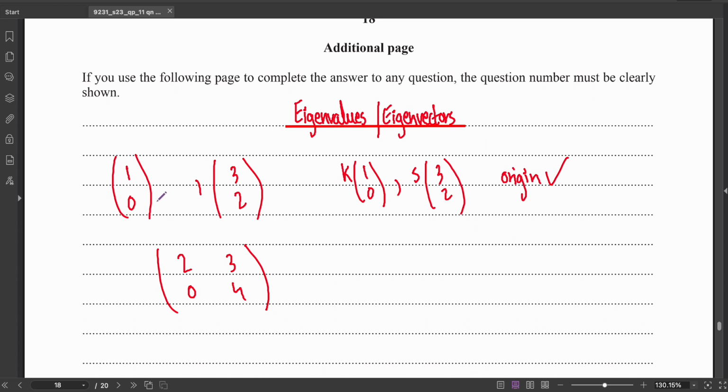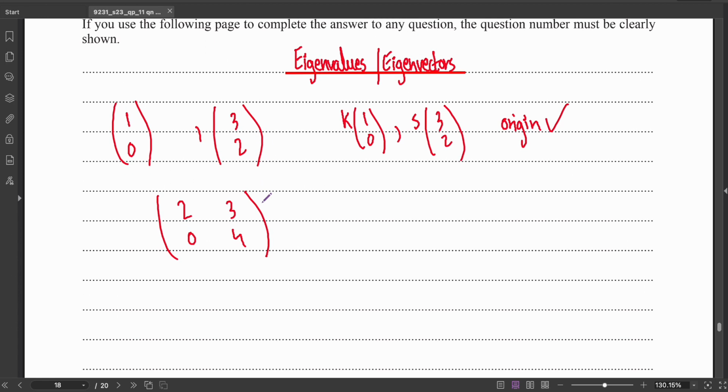Now, how do we know there's going to be 1, 0 and 3, 2? Because these are very random, right? If it was 1, 0 and 0, 1, that would make sense. But it's 1, 0 and 3, 2. So how do we get there? Now this is where eigenvalues and eigenvectors come into play.